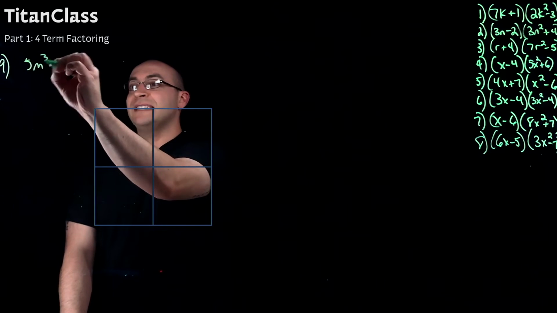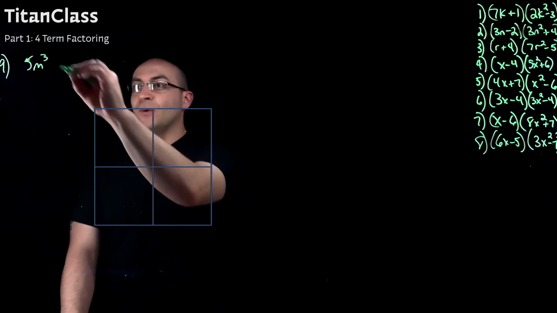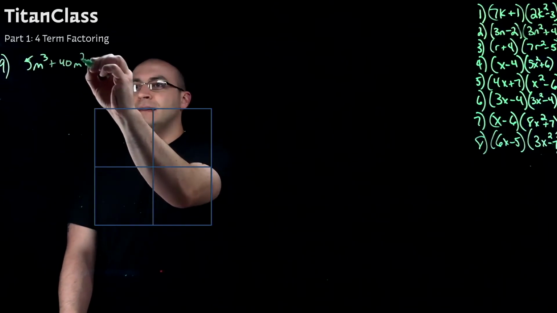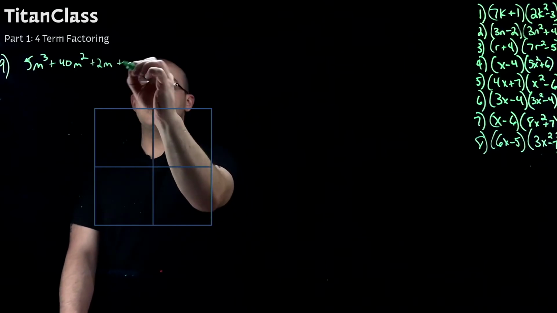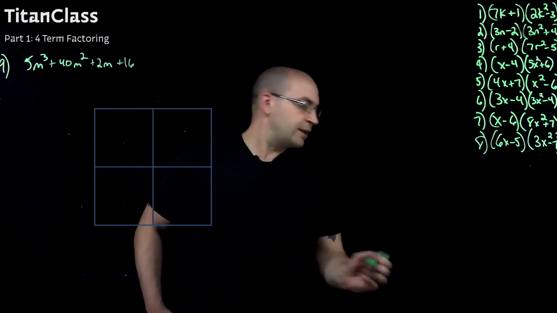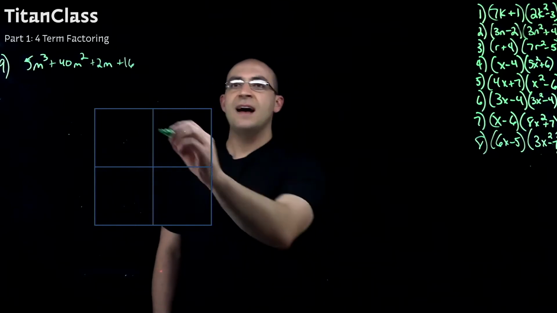5m to the third. That's a 5, sorry. Plus 40m squared plus 2m plus 16. Hey, you're really out of breath. You all right? Oh, yeah, you're chilling. That's good. All right, 5m to the third.